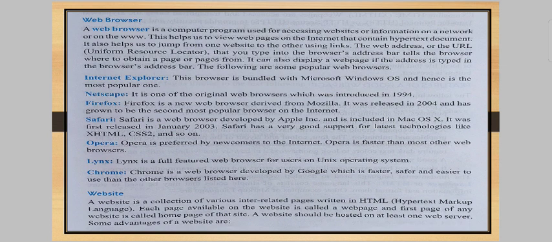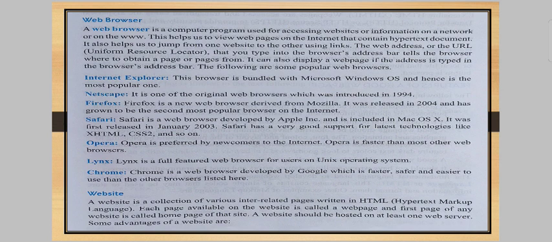Next is Opera. Opera is preferred by newcomers to the internet. Opera is faster than most other web browsers. Next is Linux. Linux is the browser which is supporting the Unix operating system. Okay, Linux is a full featured web browser for users on the Unix operating system. Next is Google Chrome. Google Chrome is the web browser developed by Google which is faster, safer, and easier to use than any other browser listed here.